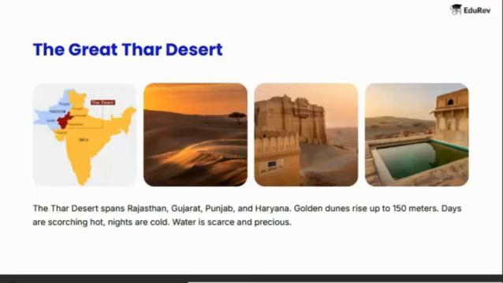It is located in the regions of Gujarat, Punjab and Haryana. The golden dunes rise up to 150 meters. In the days, the Thar Desert is scorching hot, but the nights are cold. Water there is precious, and women often need to travel a long distance every day to fetch water for their families. They follow traditional methods for cleaning utensils and many other things.